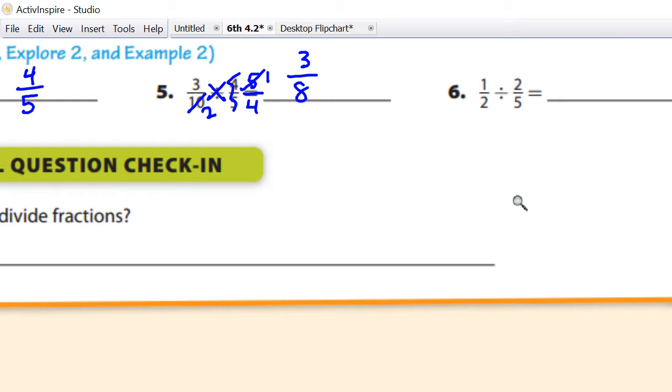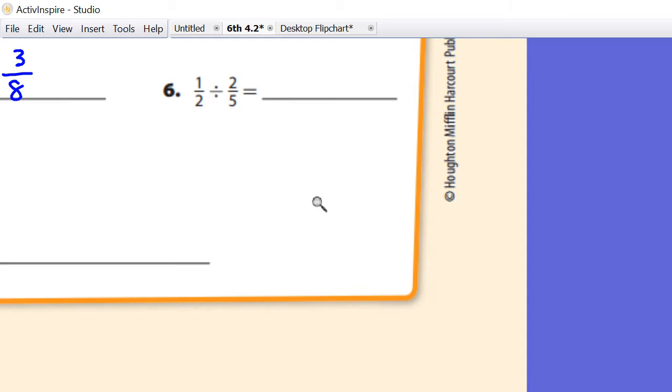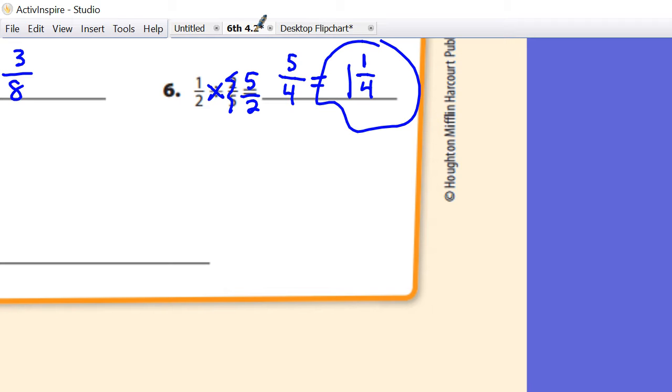Number 6. 1/2 divided by 2/5. Multiply by the reciprocal. Nothing shares a factor here, so I do 1 times 5 and 2 times 2. I get 5/4. When you end up with an improper fraction, you should convert it back to a mixed number. 4 goes into 5 one whole time, with 1 left over, and the denominator remains 4. The answer is 1 1/4.